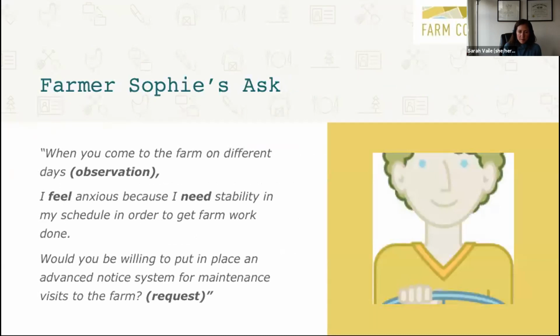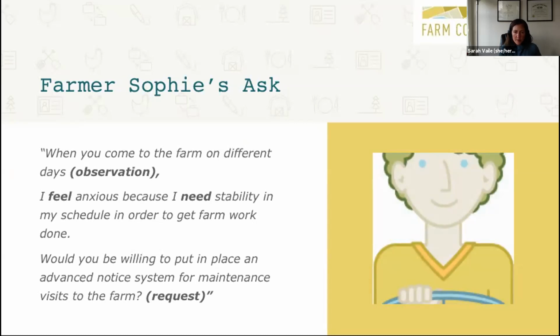So when Sophie works through these 4 steps, she lands on this statement. When you come to the farm on different days, landlord, I feel anxious. So that's the observation part. I feel anxious because I need stability in my schedule in order to get farm work done. Would you be willing to put in place an advanced notice system for maintenance visits to the farm?